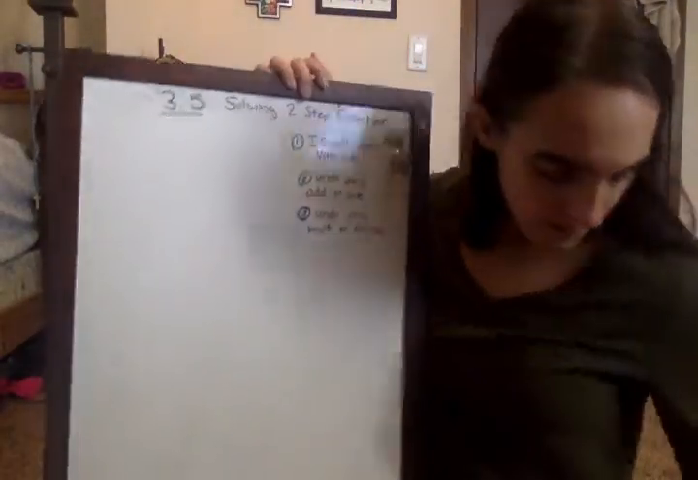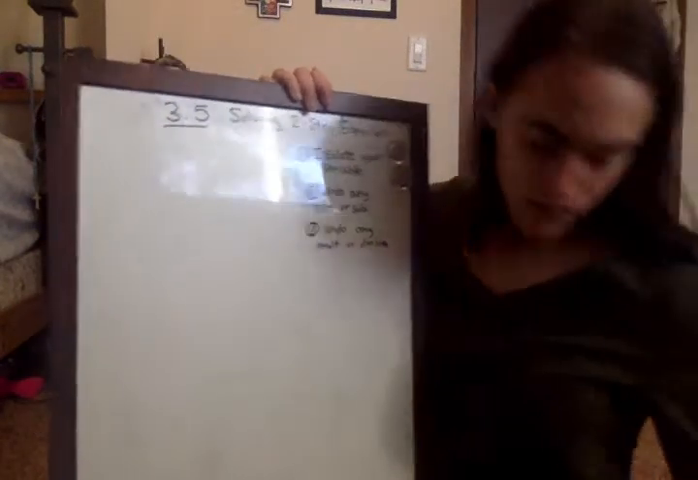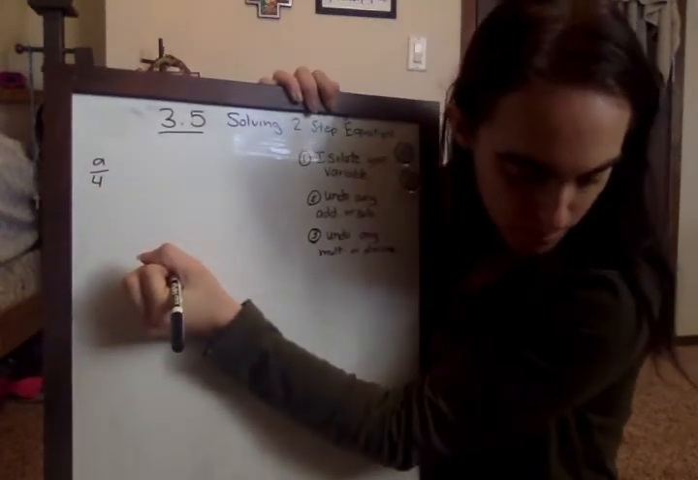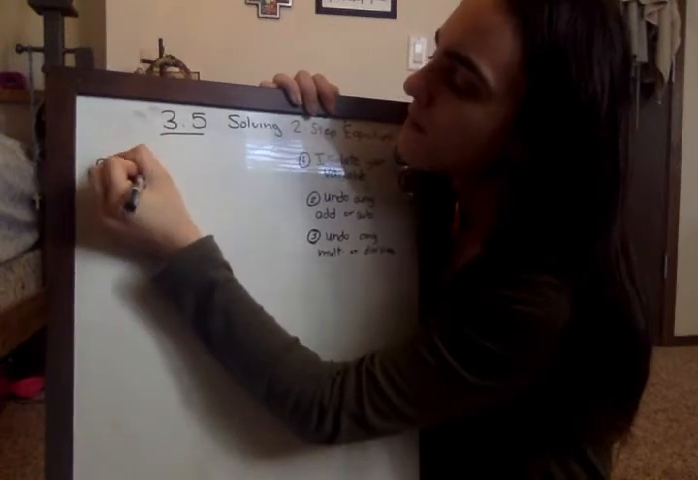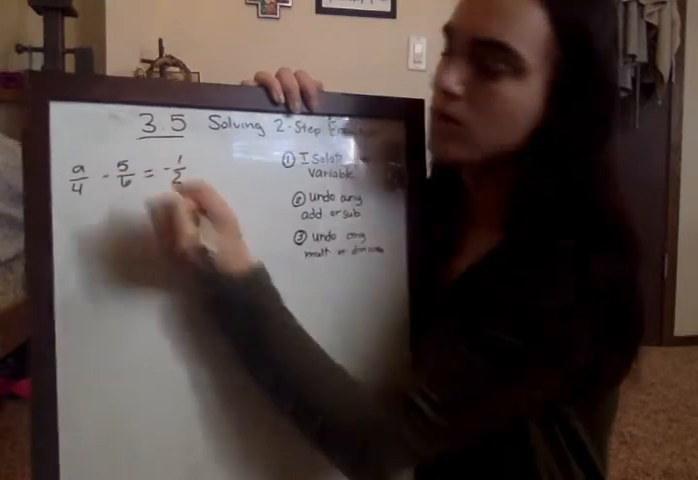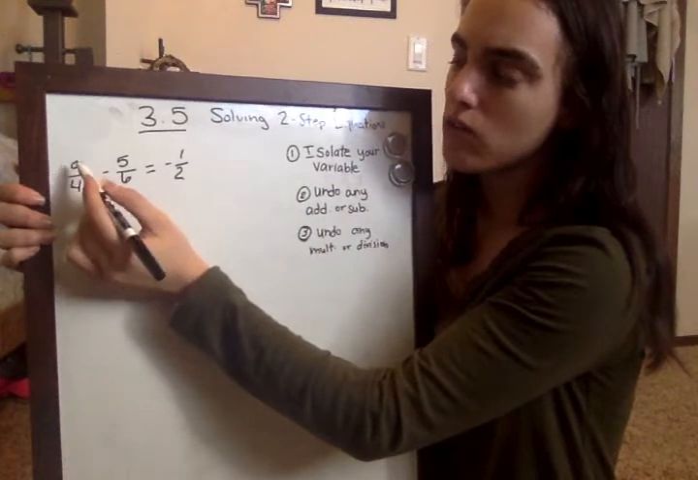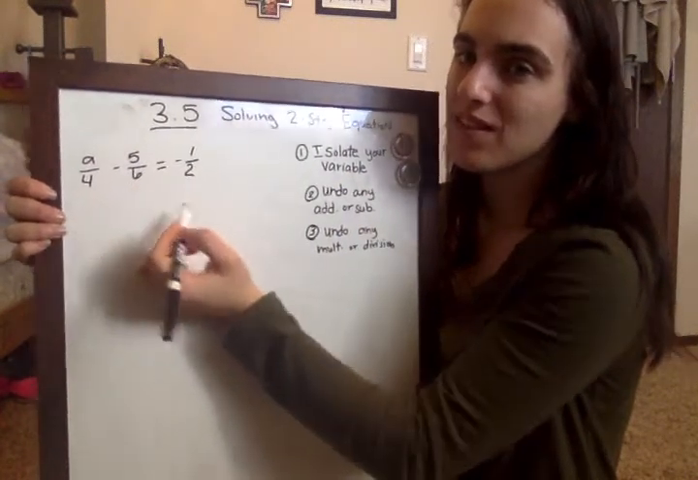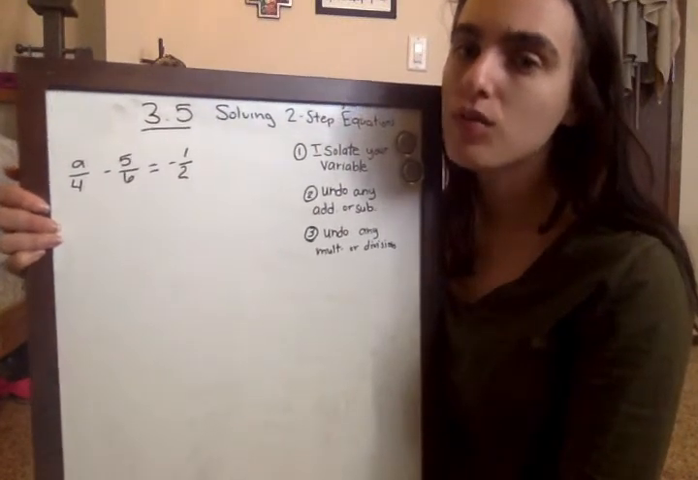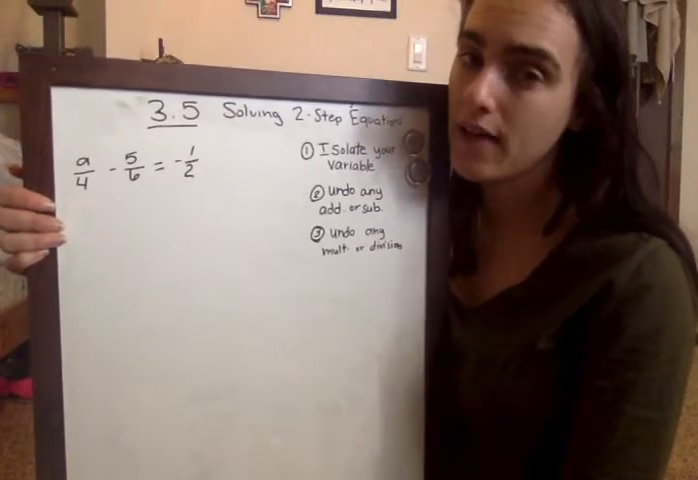Let's try this one. This will be our last one. So how does this problem read? It reads a over 4 minus 5 over 6 equals -1/2.